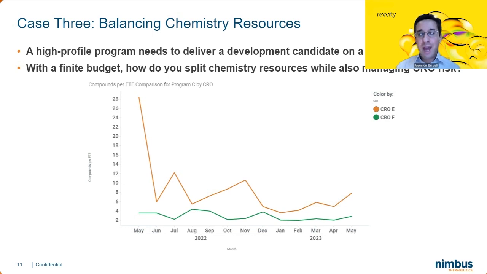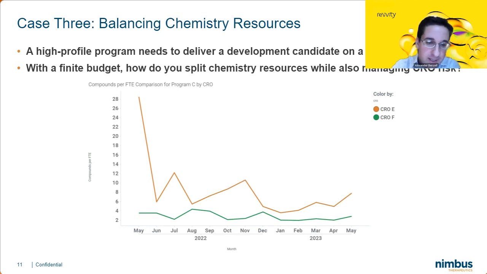So we look at a variety of metrics to understand how our chemistry is going along, going all the way from reactions per day to successful reactions per day, to bottom line results of how many compounds we are getting per dollar or resource over at a partner. And over here, we have 2 different CROs working for the same program doing similar types of chemistry. We can see that one, CRO E, is very strongly outperforming CRO F, which is the green line below.